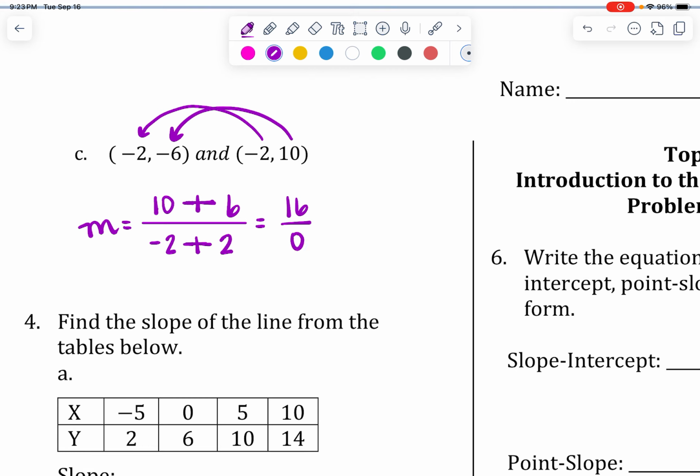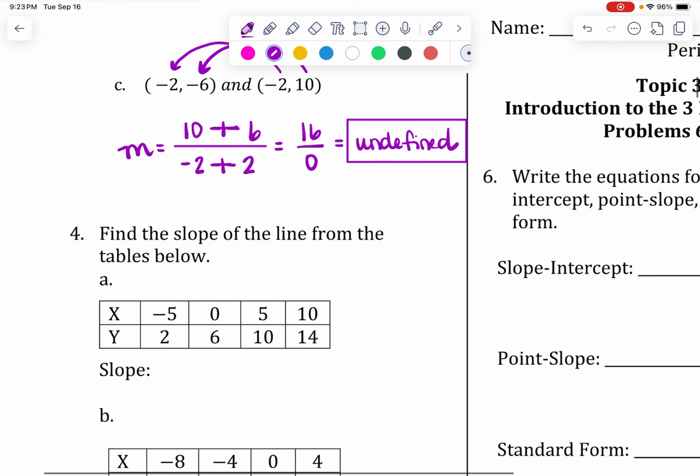If you're not going to remember that this is undefined, then please use your calculator. If you type in 16 divided by 0, it's going to say error, divide by 0, right? And that should jog your memory like, oh yeah, this is the undefined. All right, always use your calculator if you need to.